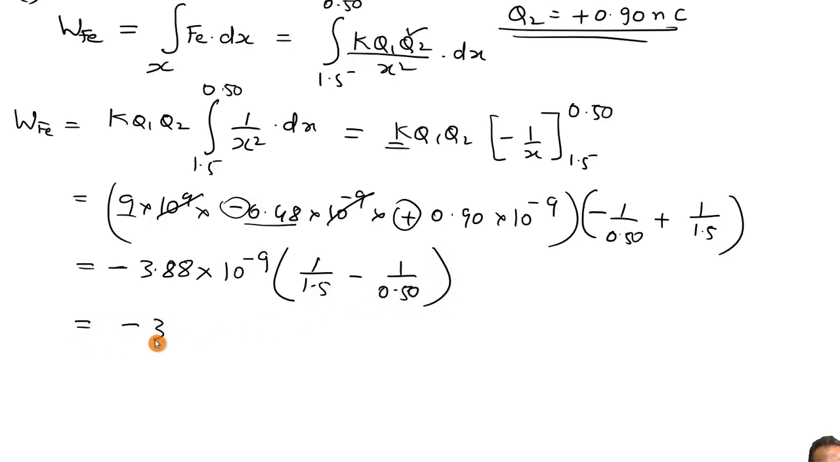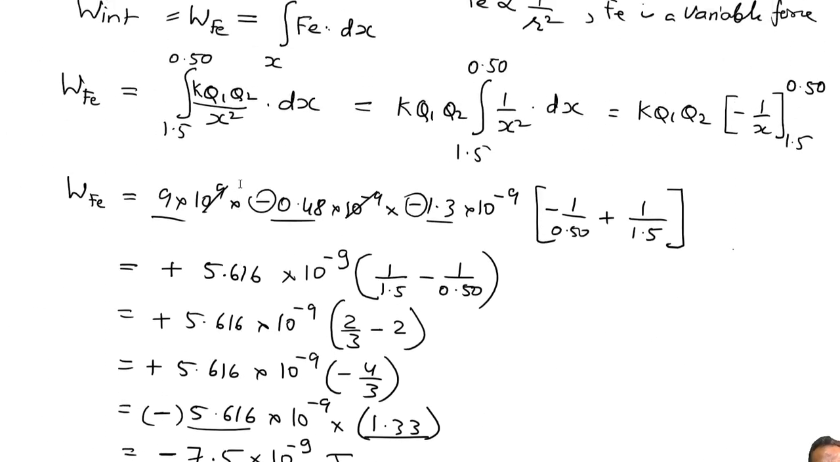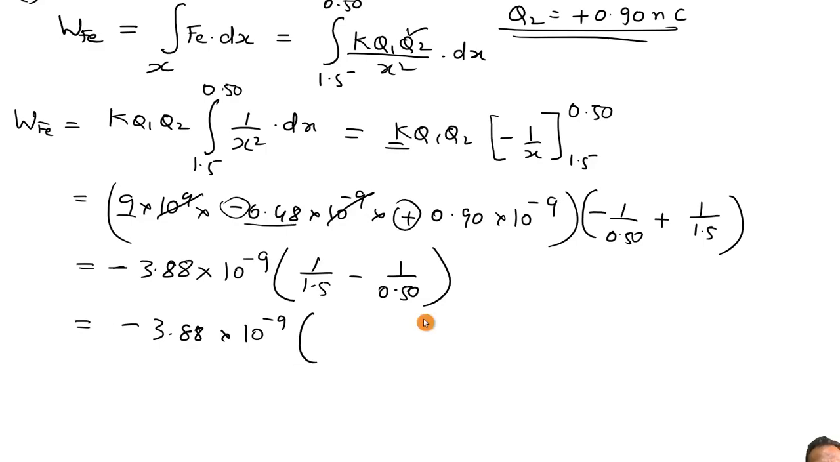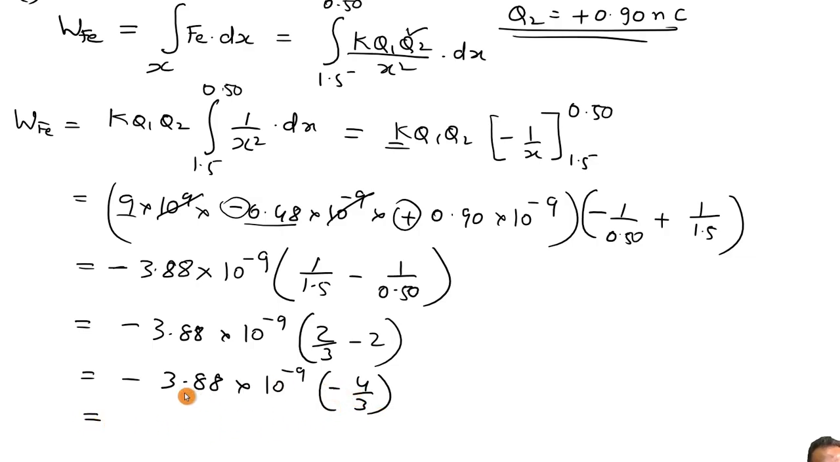So this will be minus of 3.88 times 10 raised to minus 9, and 1 upon 1.5 is 2 by 3, and this is 2. So this will be minus 3.88 times 10 raised to minus 9, and 3 2s are 6, 2 minus 6 is minus 4 upon 3. Now this minus and minus will become plus, and this is 3.88 times 10 raised to minus 9, and 4 upon 3 is 1.33.